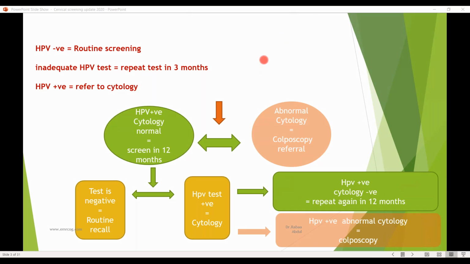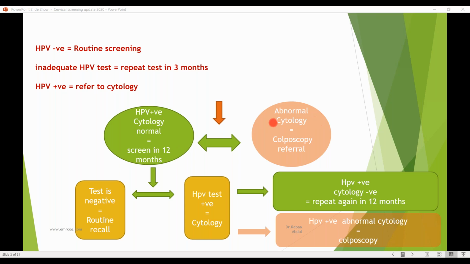Okay, this arrow, if you can see it here. So we have our patient, Ms. X, with HPV positive, and she had the cytology as a reflex. So the next step is cytology. Let's see, she had a normal cytology. What will you do for her? If she had a normal cytology with the HPV test positive, the next step is to screen in 12 months. This is your next step. This is the answer.